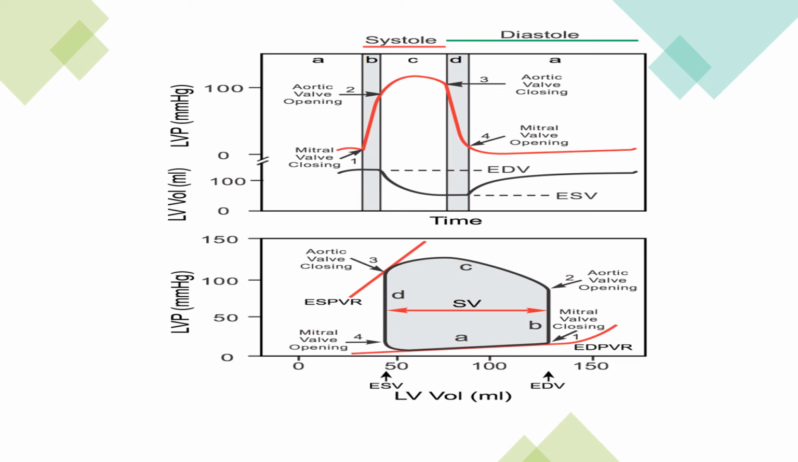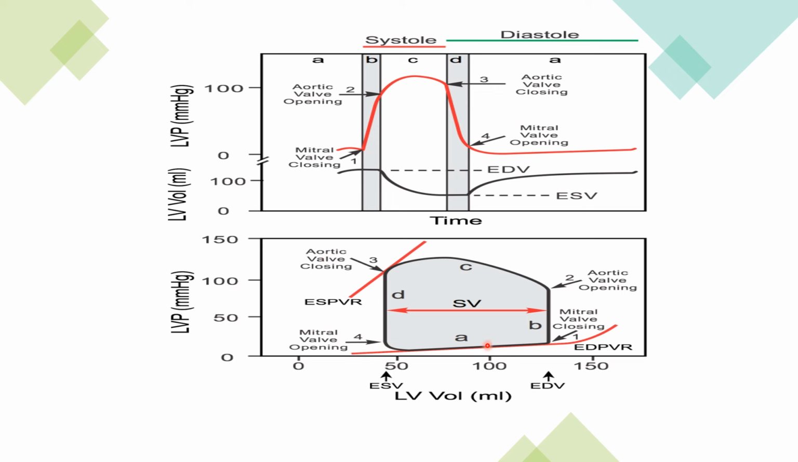You might have seen this graph. This point is the mitral valve closing. This is the isovolumetric contraction. Then the aortic valve opens, the left ventricle contracts, the aortic valve closes, the isovolumetric relaxation, and the mitral valve opening.